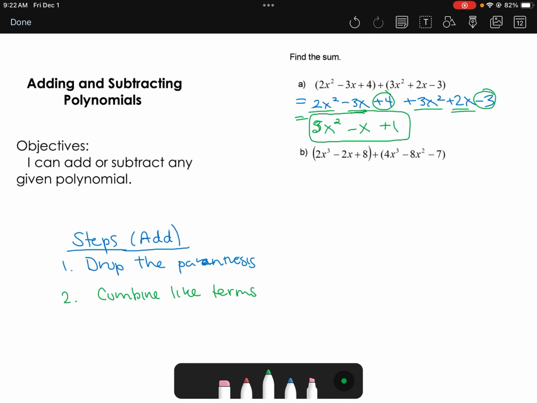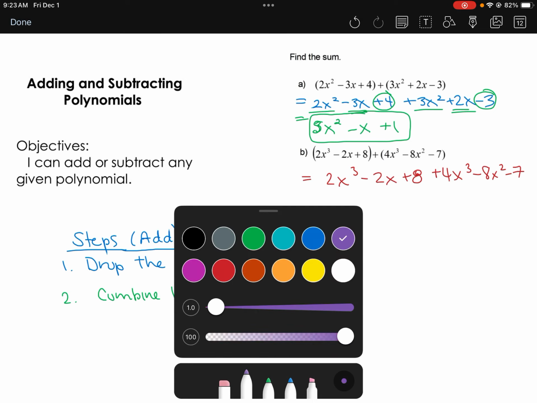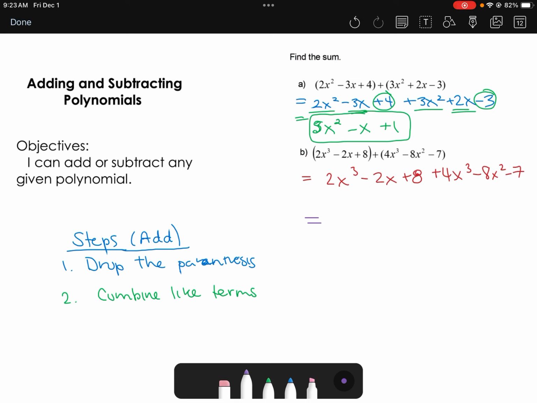Let's do another example with this one. First step, I'm going to drop these parentheses. So I have 2x cubed minus 2x plus 8 plus 4x cubed minus 8x squared minus 7. We drop the parentheses, step 1. Now, step 2, I'm going to combine those like terms. Personally, I like to write them in descending order, so I always look for the highest exponent. In this case, we have an x cubed, so 2x cubed. I have a 4x cubed, so 2x cubed plus 4x cubed gives me 6x cubed.